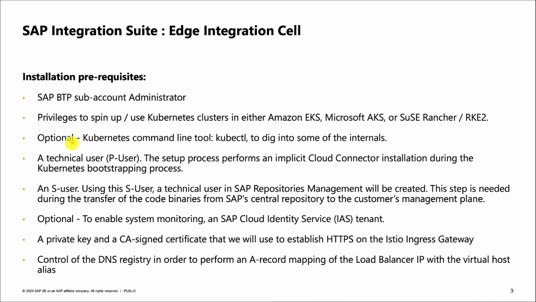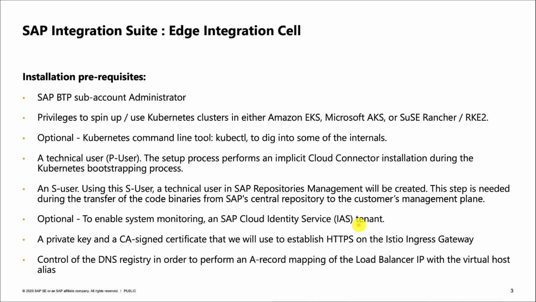It is also preferred that you have access to the Kubernetes command line tool, kubectl, to look into some of the system internals, but this is totally optional. You will need a technical P user credential. This user context will be used primarily to perform an implicit Cloud Connector installation during the Kubernetes bootstrapping process. You will need an S user to access the SAP Repositories Management UI, from where we will create another set of technical users to transfer the needed container registries.